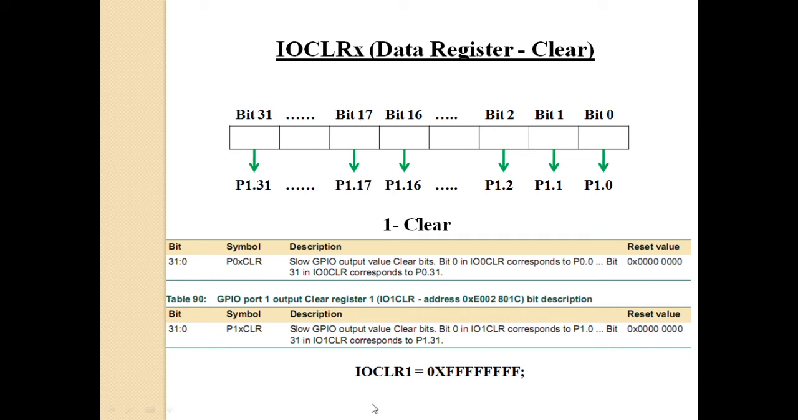Right? So the same value you are writing to IO clear. From bit number 16 to 31, you need to write 1 because all these pins you need to make clear or 0, so the connected LEDs will be off. So you are writing IO clear 1 equal to 0xFFFF. That means all the LEDs connected to all these pins will be cleared or switched off. Right? So these are the 4 steps required for controlling the GPIO peripheral in the LED blinking program.